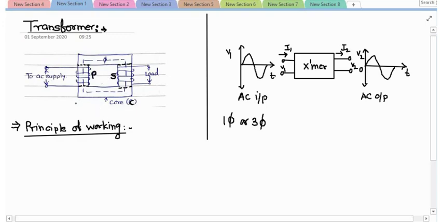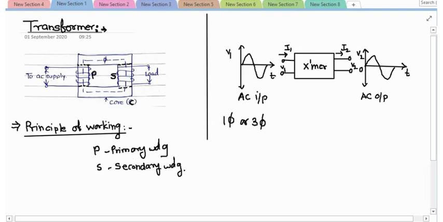The winding P which is connected to the existing supply system, or which receives the energy from it, is called the primary winding. So P is your primary winding. The other winding S, which is delivering energy to the load at the desired voltage, is called the secondary winding. So S is the secondary winding.